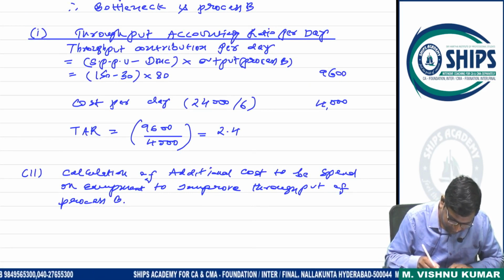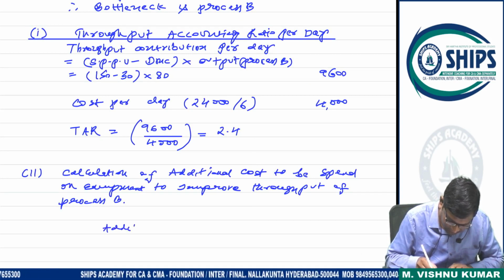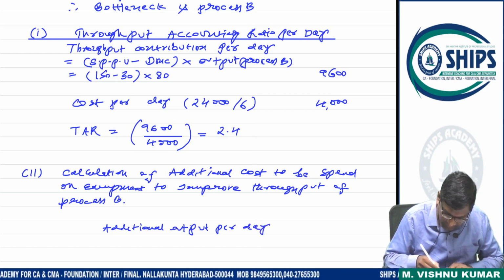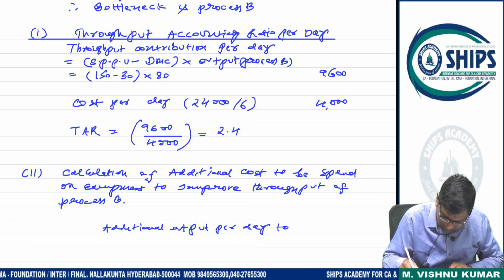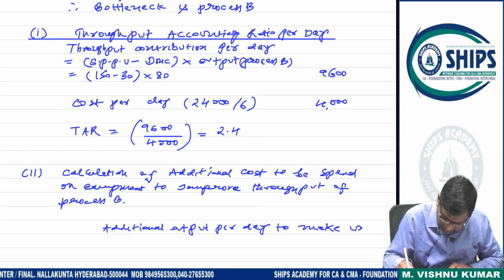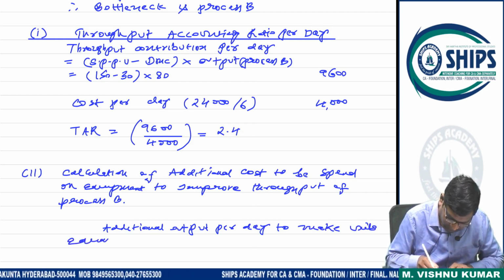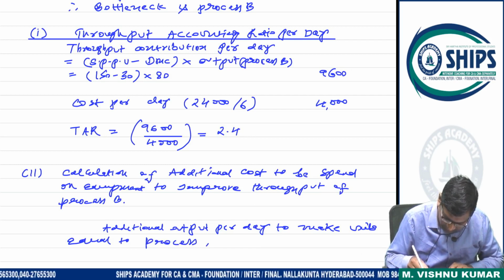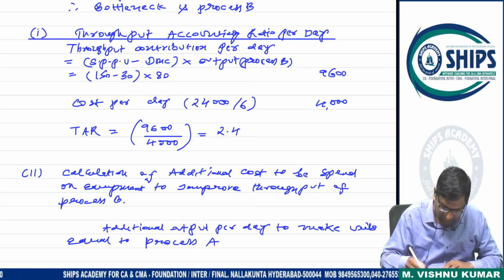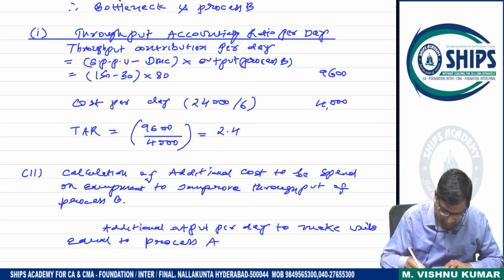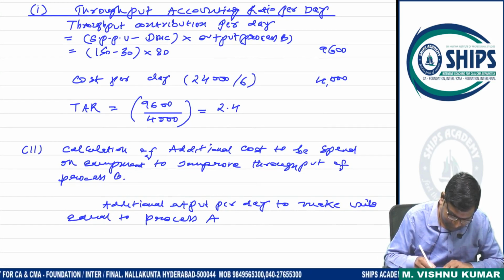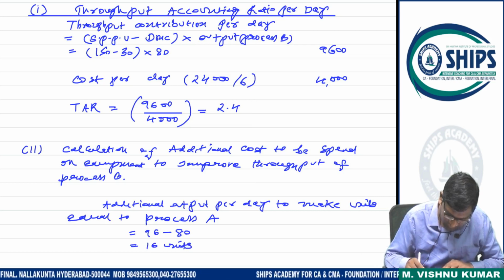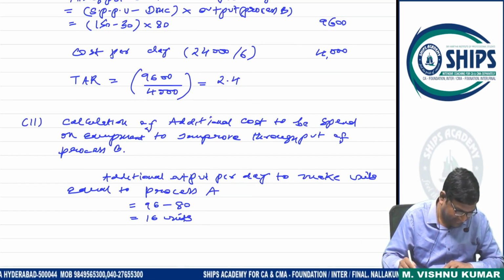So first we have to calculate the additional output per day to make units equal to process A. So this is 96 minus 80. So 16 units they have to increase.